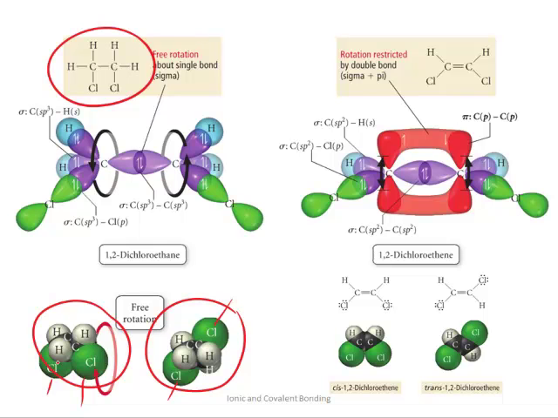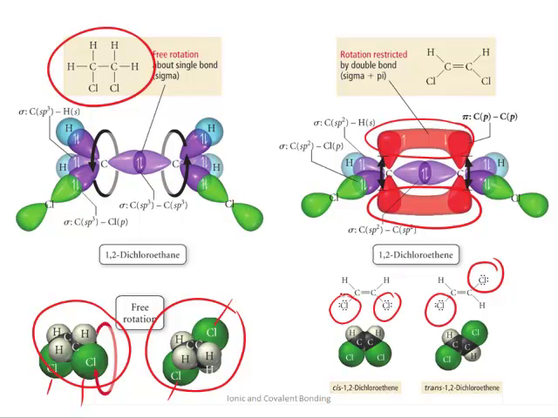If you have a pi bond, a double bond, that restricts this rotation because it's above and below the sigma bond axis. There's no way that this can rotate without breaking that pi bond. And of course, breaking that pi bond would require energy. Okay, so this creates a scenario where either the 2 chlorine atoms can be on opposite sides or the chlorine atoms can be on the same side.